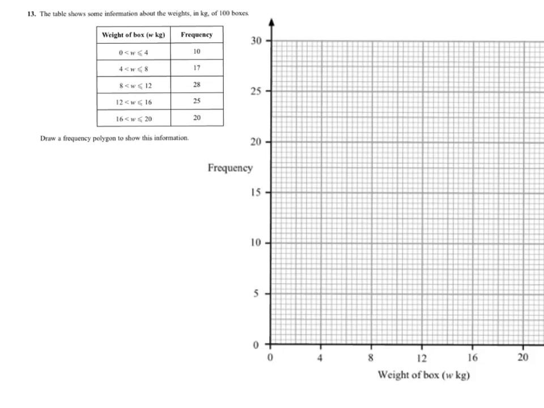So we've got a table showing us some information about the weights in kilograms of 100 boxes. And we're asked to draw a frequency polygon to show this information. So a frequency is going to be like our y-coordinate, and we need to plot it with an x. Now the x comes from the interval, and it will be the midpoint that we plot for a frequency polygon.